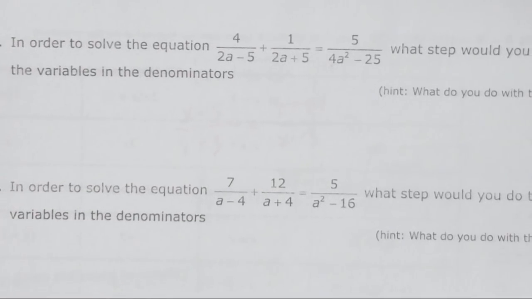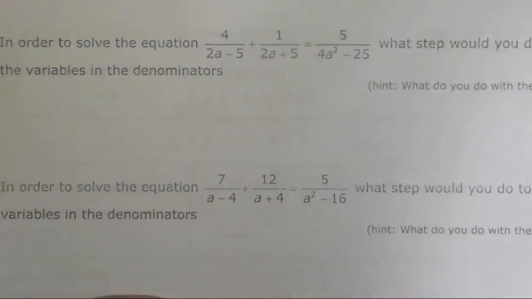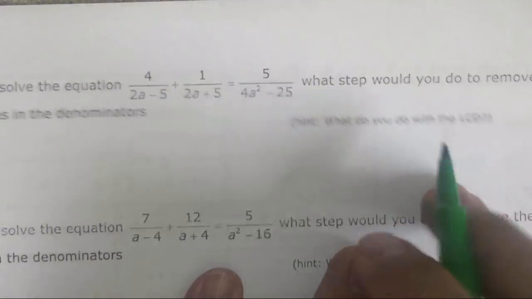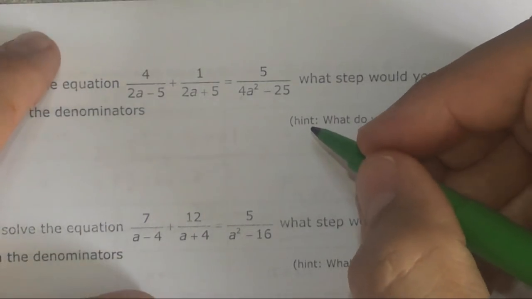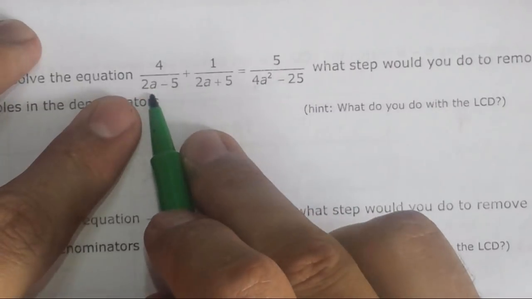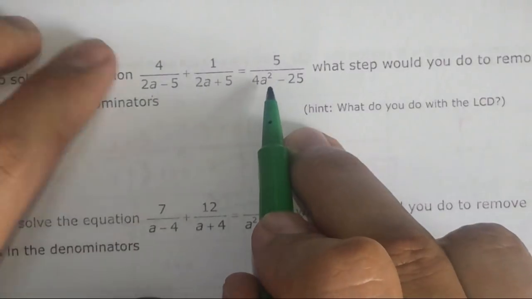12a. In order to solve the equation, what step would you do to remove the variables on the denominators? To remove the variables when we're solving, we multiply all the terms by the least common denominator. The least common denominator in this case, well, let's go ahead and figure it out. Can't factor anything here. Can't factor anything there. Oh, here, let's check these.